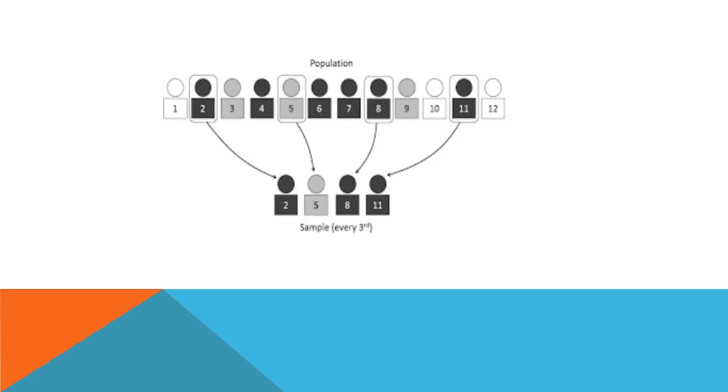For example, as you see in this image, every third element is included under the sample. Here the population is 2, 5, 8, 11, 40. Every third number is taken as a sample. This is systematic random sampling.